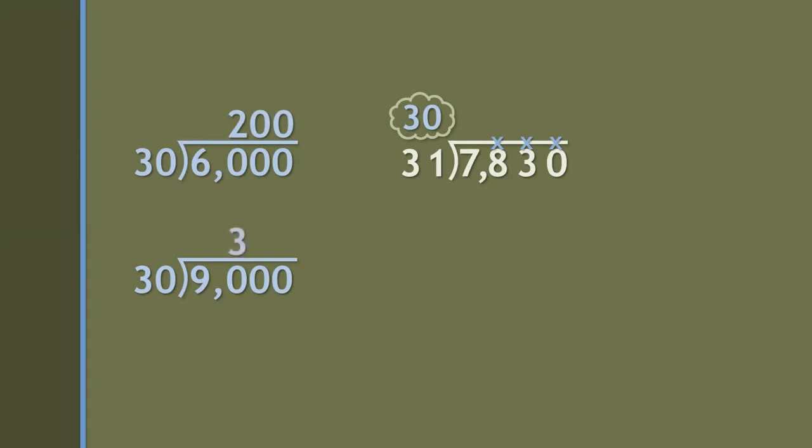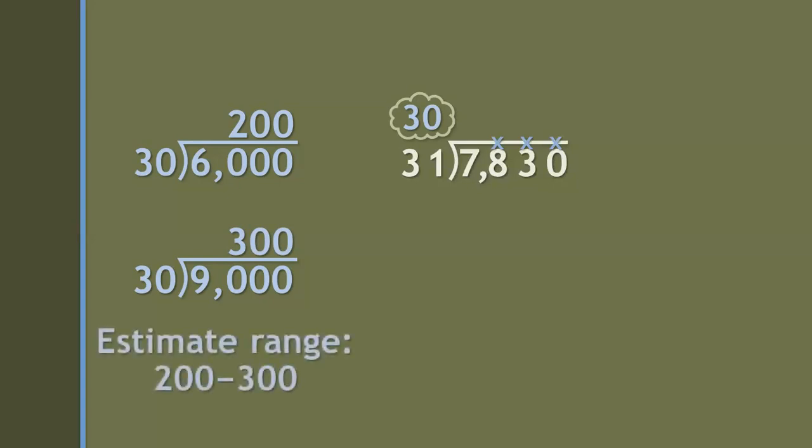Let's look down at 30 going into 9,000, or 9,000 being our dividend. So looking at this, we can say 30 goes into 90 3 times. And so then we would just add up our zeros, and it would be 300. So our range for this answer is going to be somewhere between 200 and 300. So that's our estimated range. And that's when it's asking you about estimated range. This is what it wants to know: approximately, what number are you going to come up with?